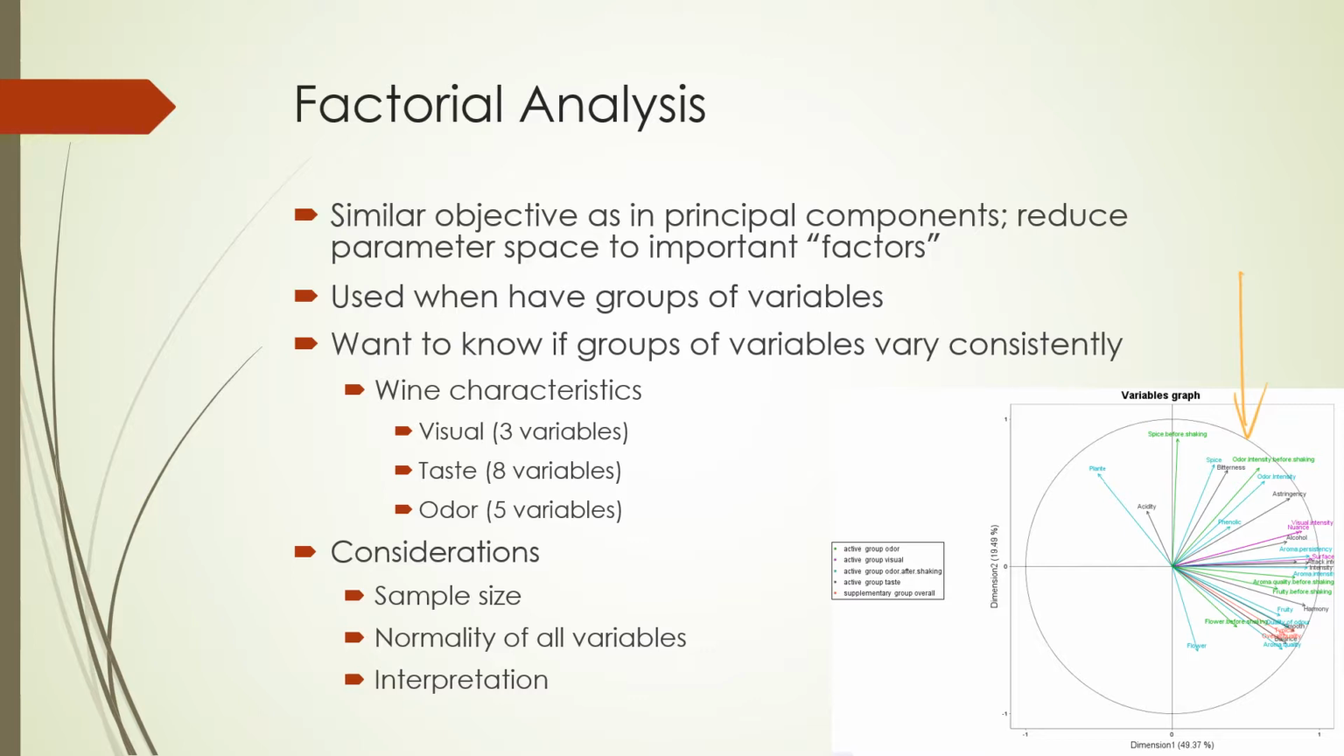So an example would be wine characteristics. You might have visual characteristics of how clear the wine is, and color and so on. You might have taste that has 8 different variables, odor, 5 different variables. And you want to ask, do those groups of variables all vary in some similar fashion that can help you understand differences among different types of wines?